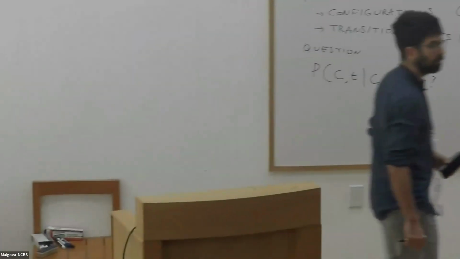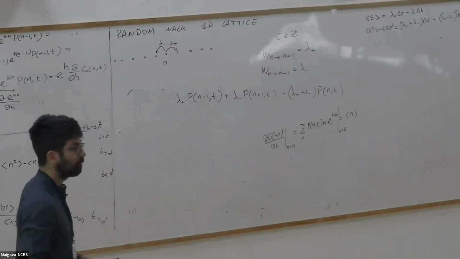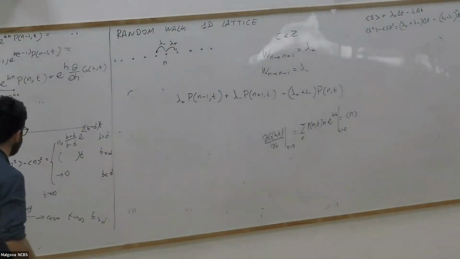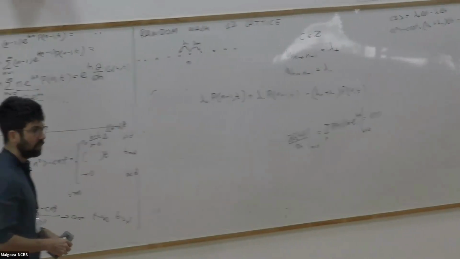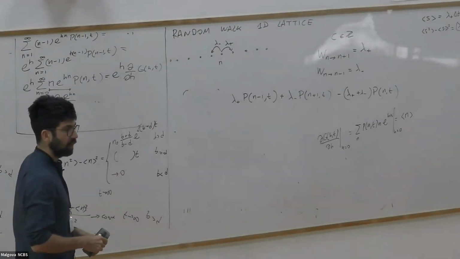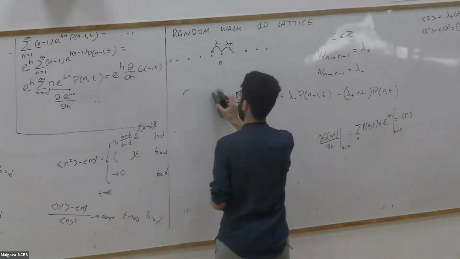Yes? The coefficient of variation, yes, it has n naught in the denominator. That's true. It depends on the initial condition. And I'll explain why in a second.